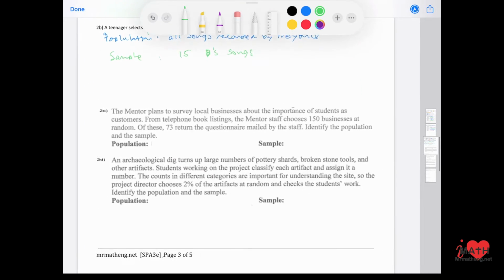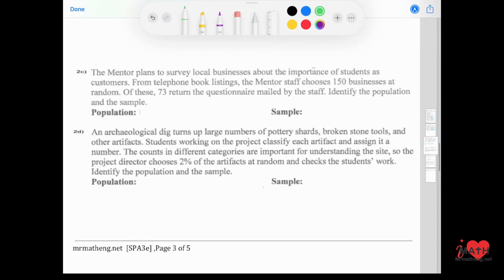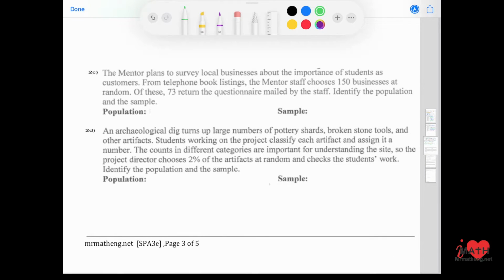All right, once you press pause and try 2C and 2D, and then we'll go over those together. The mentor plans to survey local businesses about the importance of students as customers. From telephone book listings, the mentor staff chooses 150 businesses at random. Of these, 73 return the questionnaire mailed by the staff. Identify the population and the sample.